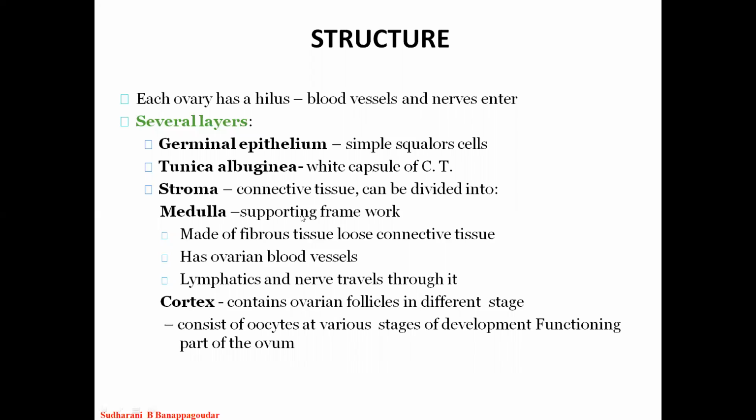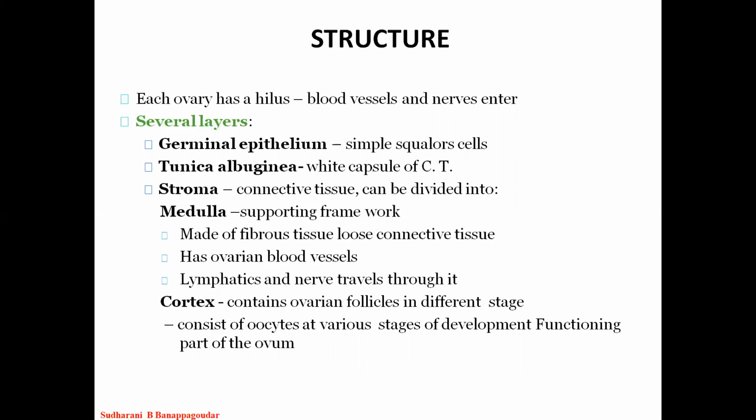Inside the medulla, what all things are there? It is made up of fibrous tissue, loose connective tissue, and it has ovarian blood vessels inside it, and lymphatics and nerves also travel through it. The next part is the cortex. In the previous slide we saw the picture where follicles of different stages were present. That part is the cortex.